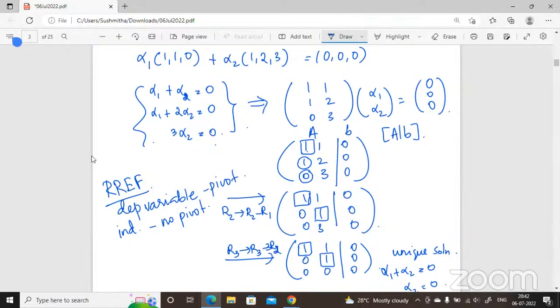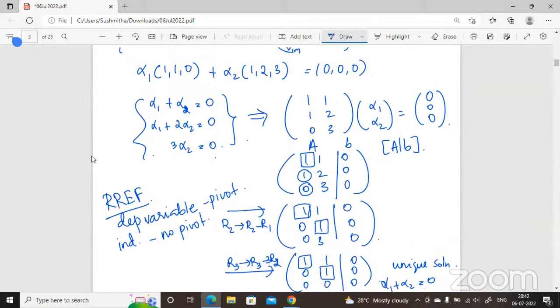So if there were 2 dependent variables and 1 independent variable, what does it mean when a variable is independent? That you're allowed to choose any value, right? Yes, there are infinitely many solutions. In that case, there'll be infinitely many solutions, because you're allowed to choose any value for that variable.